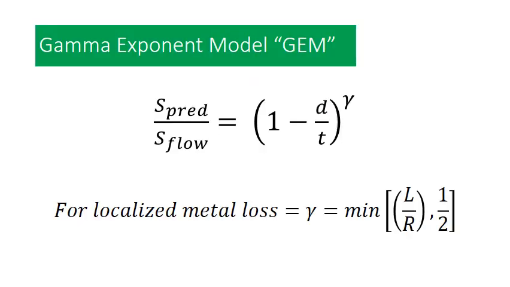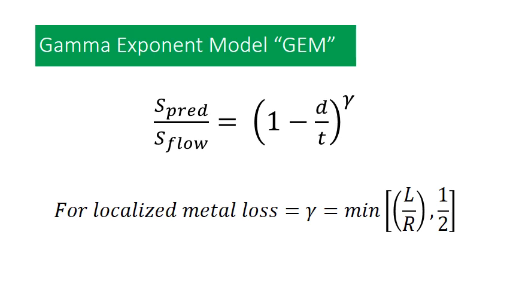Now, some of you might be familiar with my new gamma exponent model. I've nicknamed it the GEM. This is a model I've been working on for the last probably year and a half or 2 years. What I've done is I've got a remaining strength, so a predicted failure strength divided by flow strength, and that's equal to the remaining ligament thickness to the power of the exponent gamma.